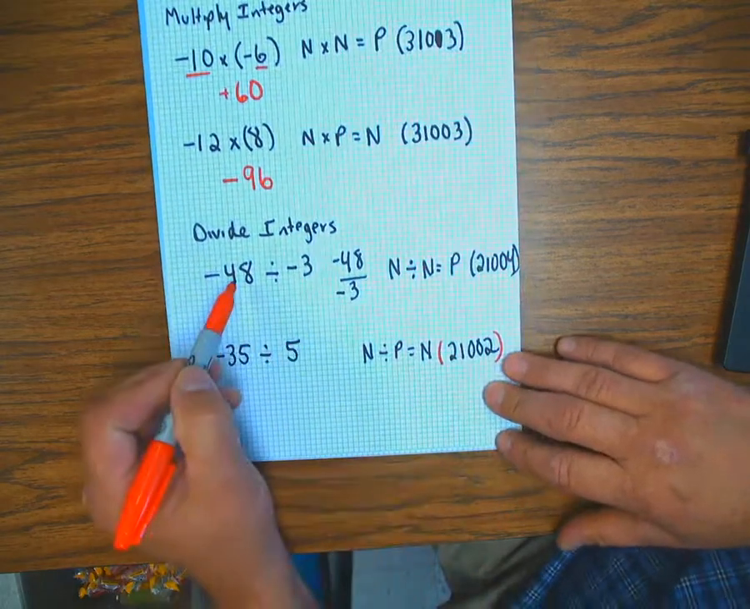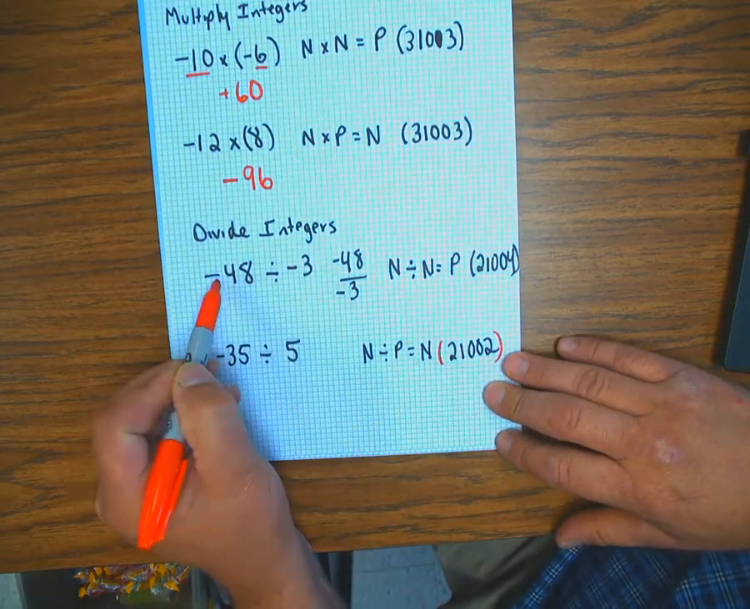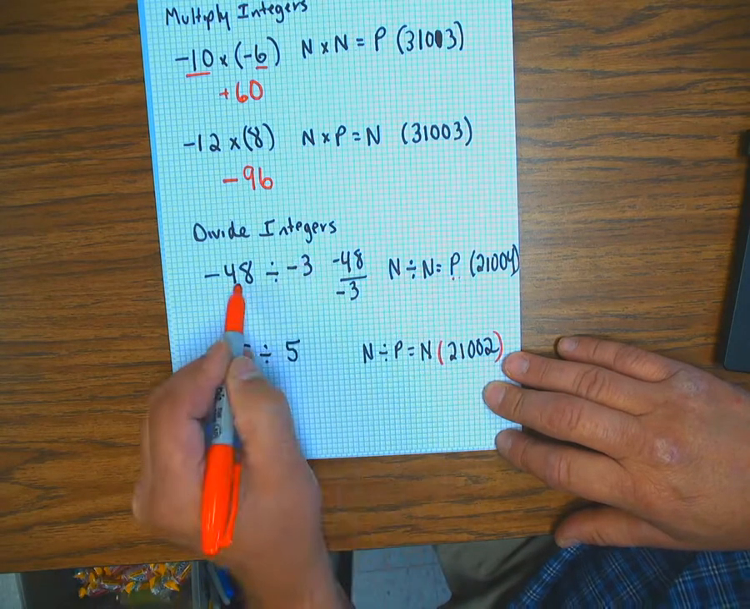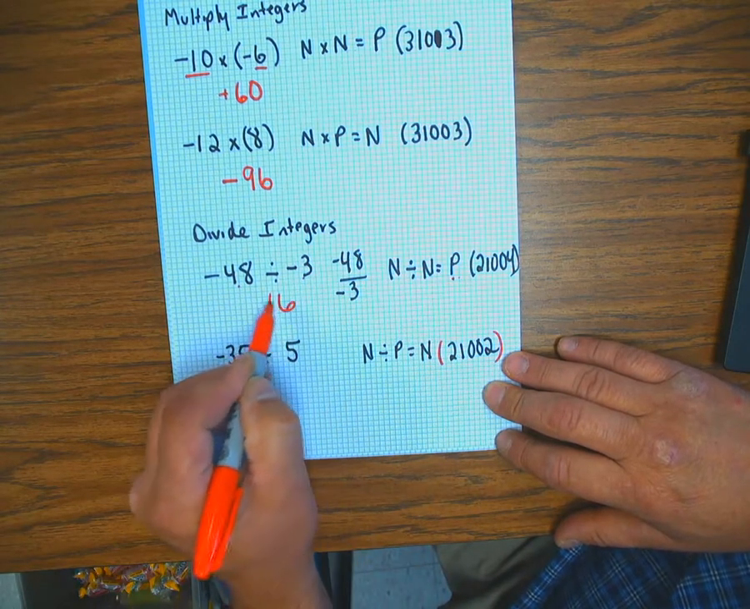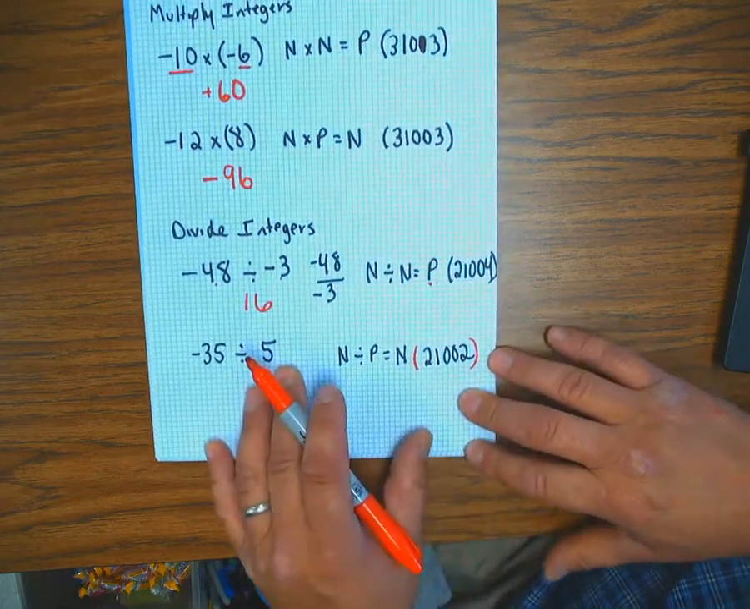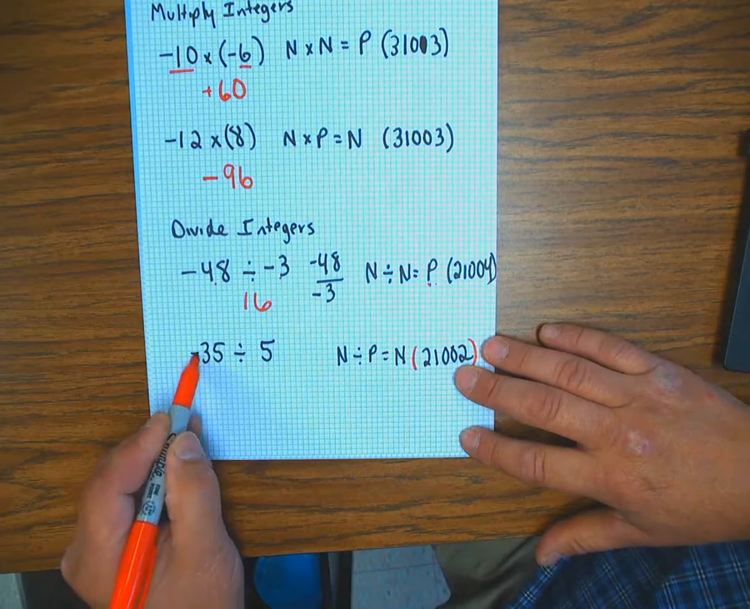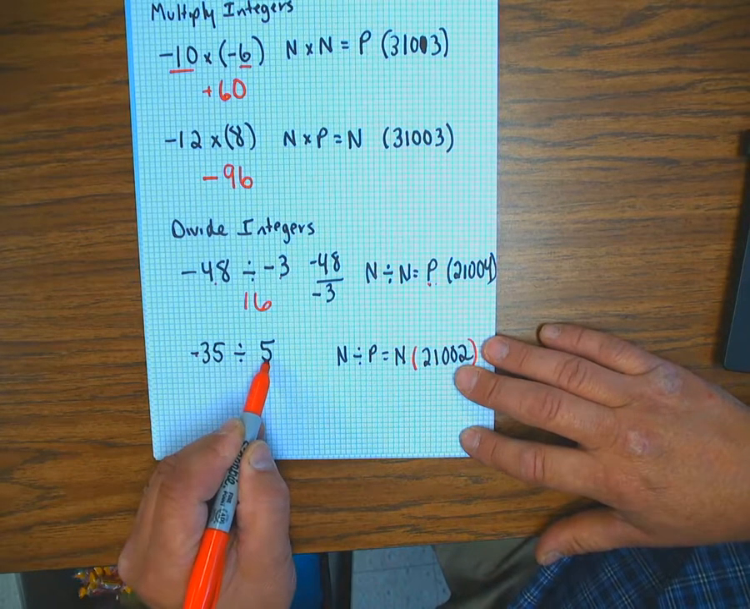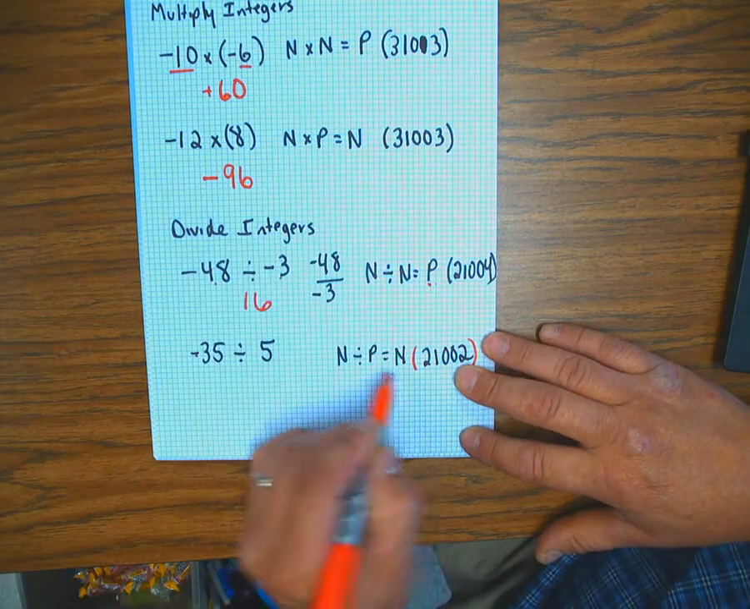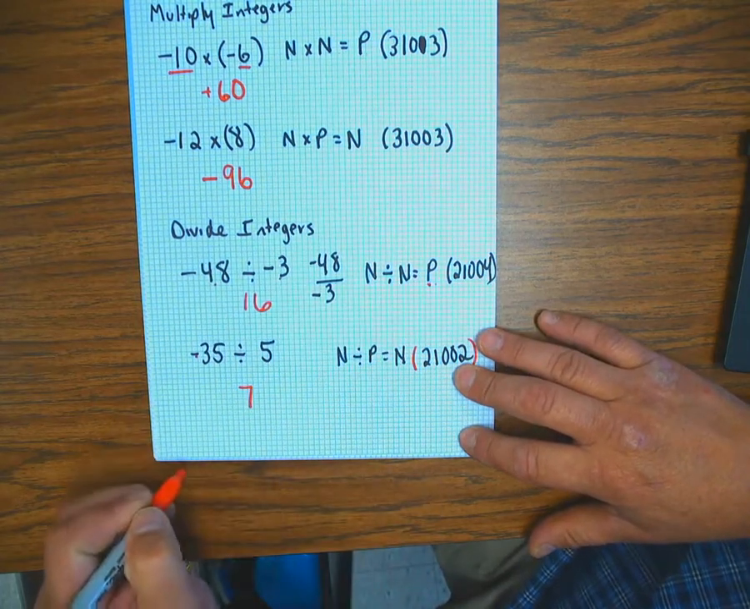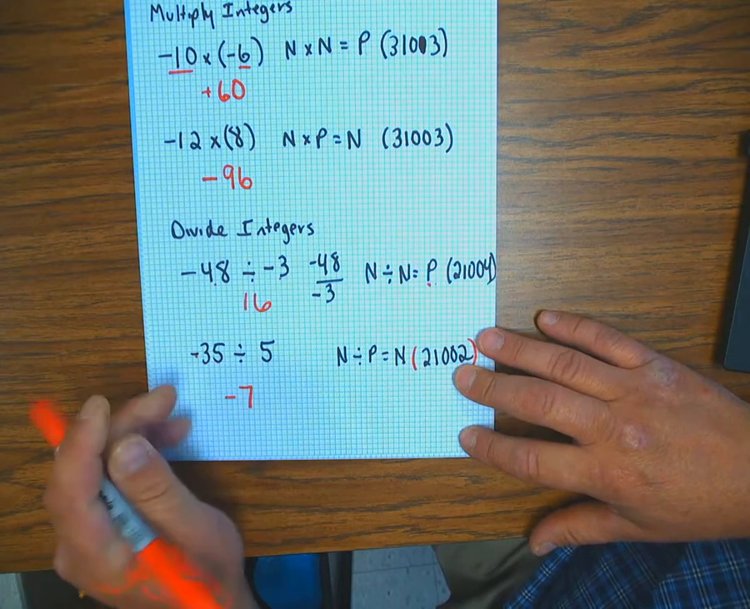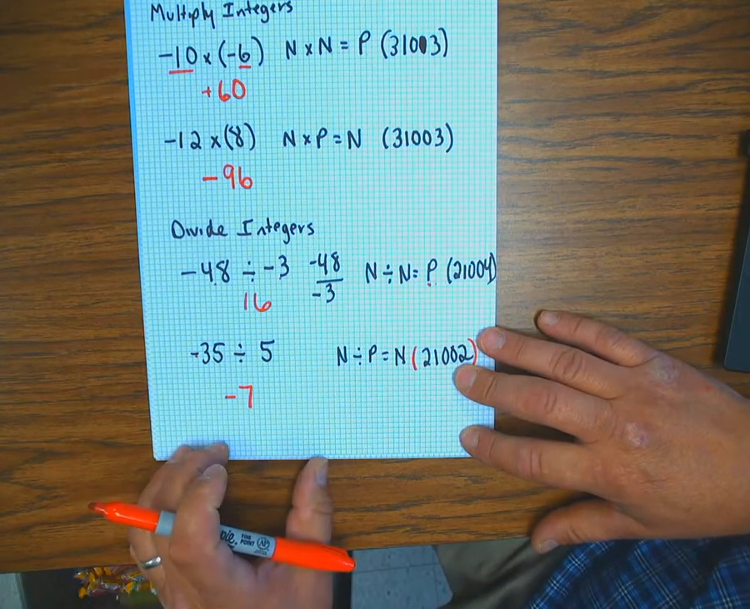Now, with division, I also keep the same line of thinking. A negative divided by a negative gets me a positive. So 48 divided by 3 is 16. They're both negative, so it's a positive 16. Negative 35 divided by positive 5, a negative divided by a positive, just like up here, I get a negative. So that answer would be 7, but then I have to say, one negative, so it's negative 7.